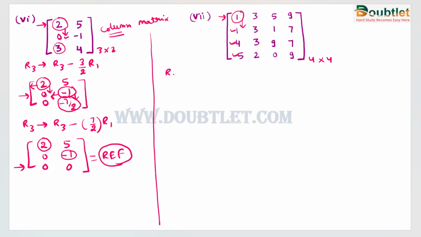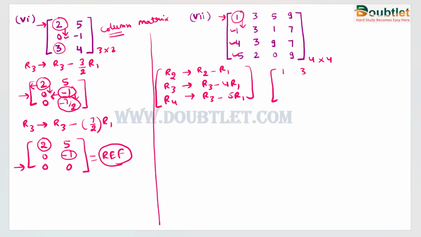So we will apply 3 operations in R2, R3 and R4. So this is R2 minus R1. R3 operation, R3 minus 4R1, and R4 operation, R4 minus 5R1. So we will apply all these operations simultaneously and we will check this matrix. So this will become 1, this will become 3, this will become 5, this will become 9. This will become 0, 0, this will become minus 4, this will become minus 2. This will become 0.